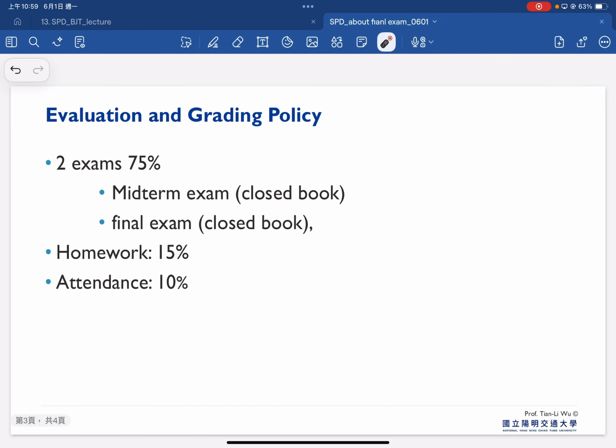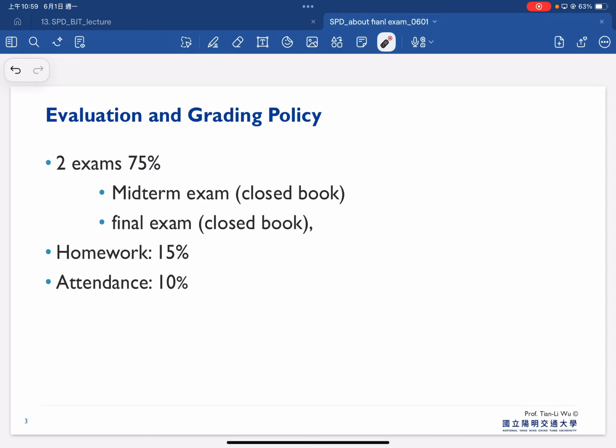So here is some additional reminder about how we do the grading. We have the two exams for 75%. That's for the midterm and final, equally divided by 2, which means that the midterm will be 37.5 and the final will be 37.5.